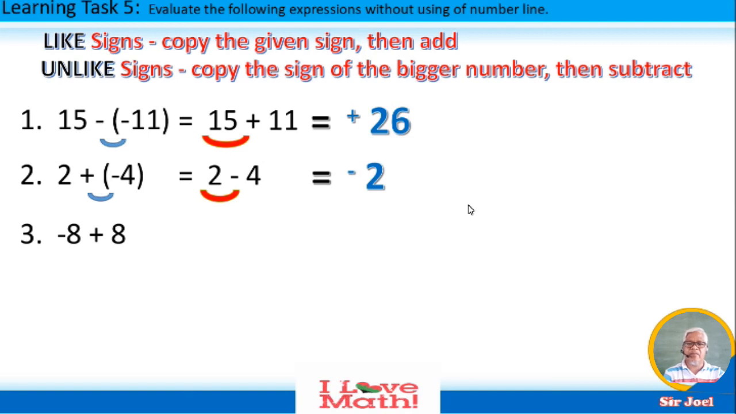Next, problem number 3. Negative 8 plus 8. If you look at the given signs, negative and positive. So unlike signs, nagkataon parehong 8. So walang mas malaki. If that is our case, magiging 0 siya.